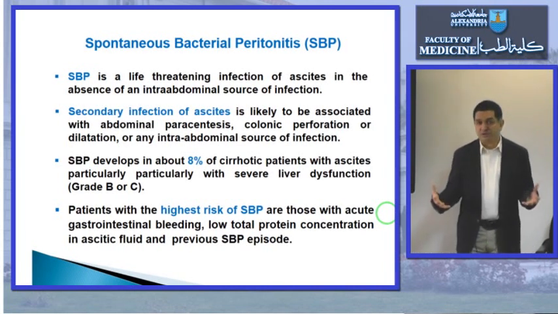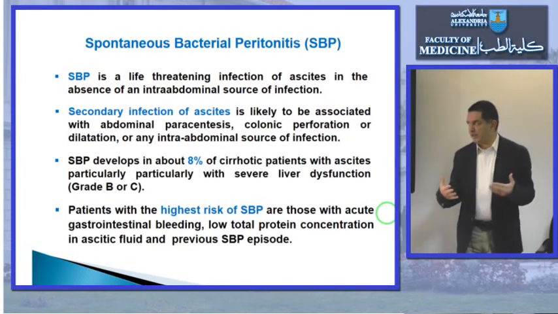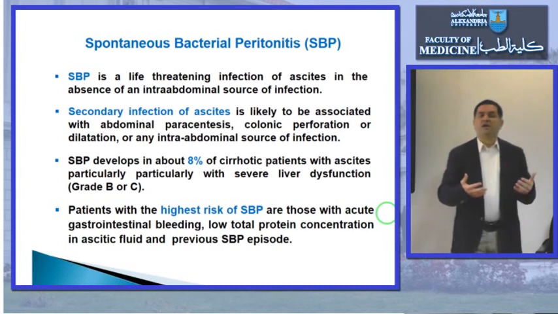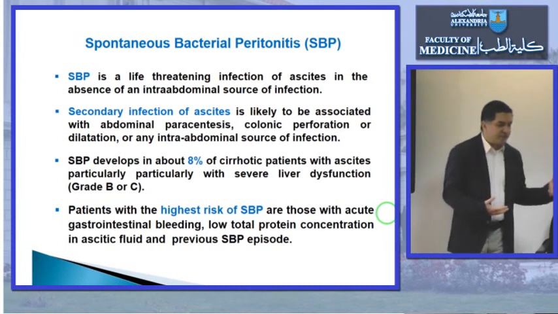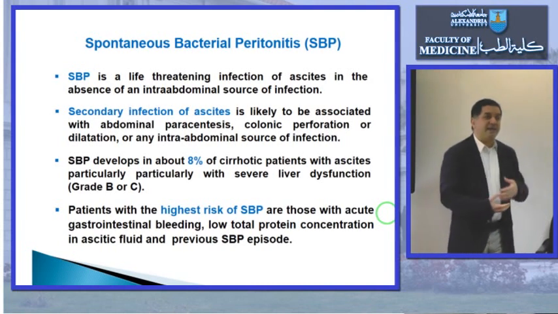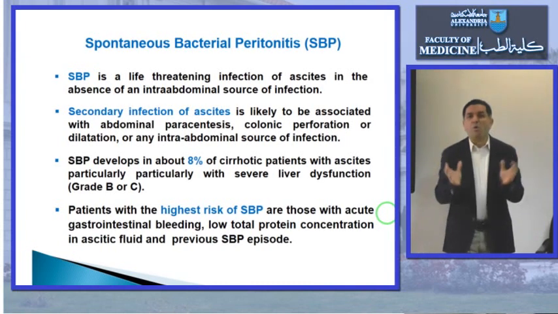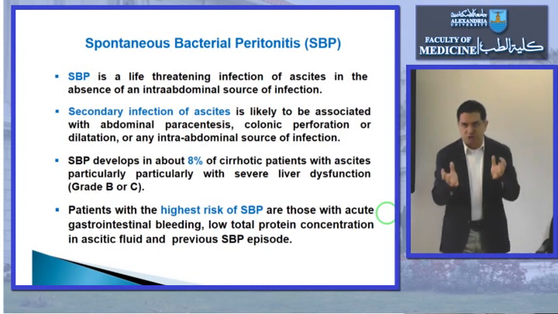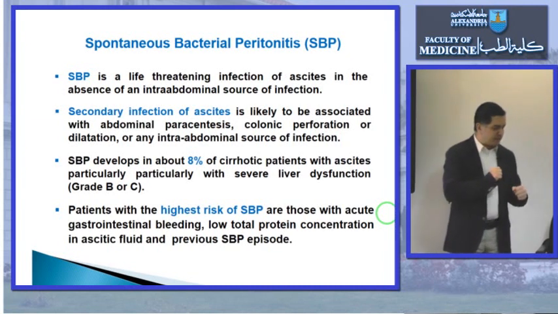So it's very important usually to put in mind in the differential diagnosis of any patient suffering from abdominal pain, abdominal tenderness, fever, deterioration of his general condition, or deterioration of his liver test profile, increased bilirubin. These could all be characteristic features for the occurrence of spontaneous bacterial peritonitis.